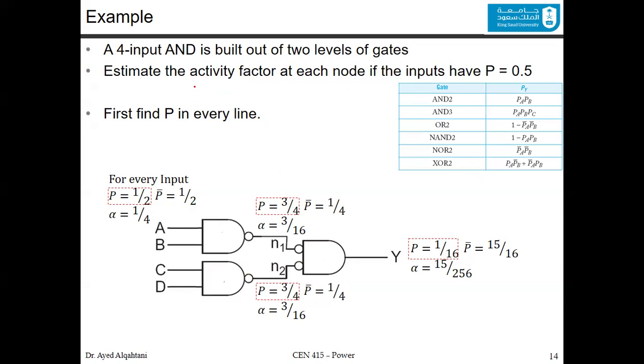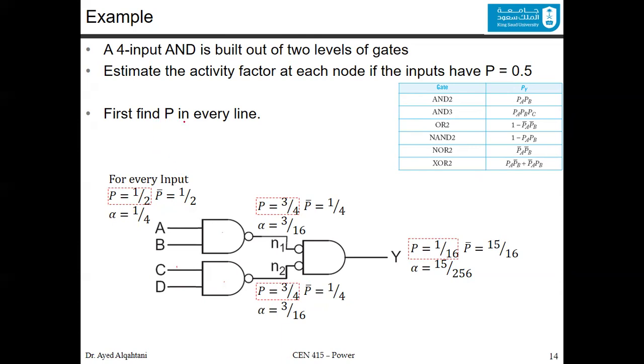We were asked to estimate the activity factor at each node if the inputs have the probability of a half, which is the base case at the beginning of the input. So here the probability for each input is equal to half, as we mentioned. What we should do, or the easiest way to solve this question, is finding what's in the red boxes first, and then getting the associated P bar, and then multiplying both of them to get the activity factor at that node. So that's what we will do.